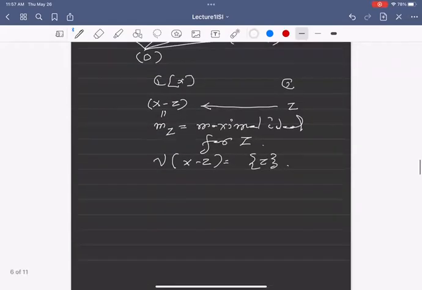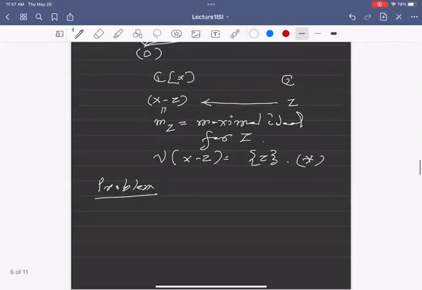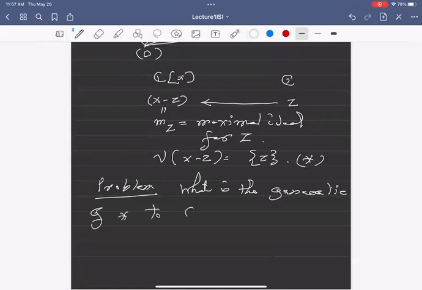Okay, this we want to generalize to multivariate situation. So problem: what is the generalization of star to C[x1, ..., xn]?